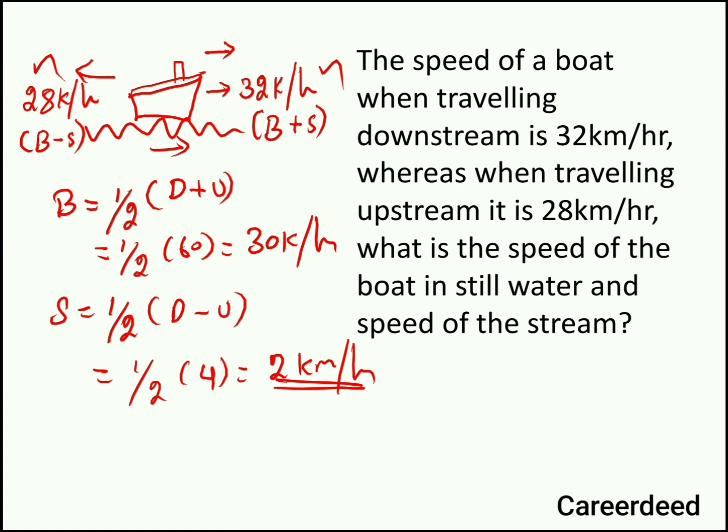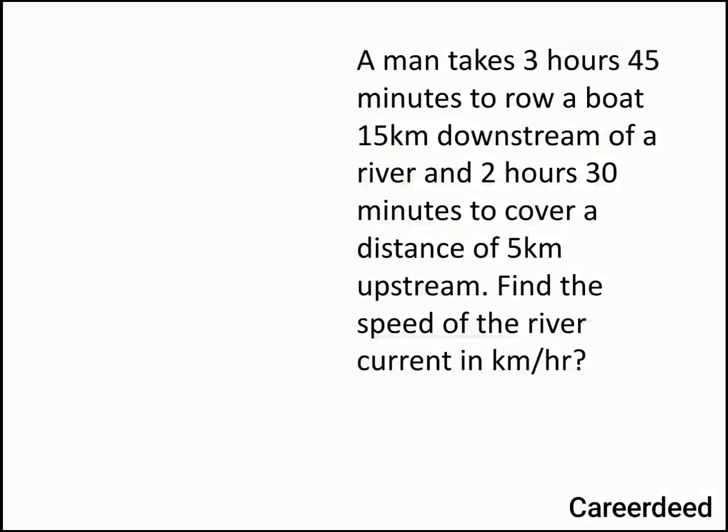Moving to our second question. A man takes 3 hours 45 minutes to row a boat 15 km downstream of a river and 2 hours 30 minutes to cover a distance of 5 km upstream. Find the speed of the river current in km per hour. The actual distance is not provided for us. A man takes 3 hours 45 minutes to row a boat 15 km downstream of a river. So a boat can cover 15 km downstream if it travels 3 hours and 45 minutes.